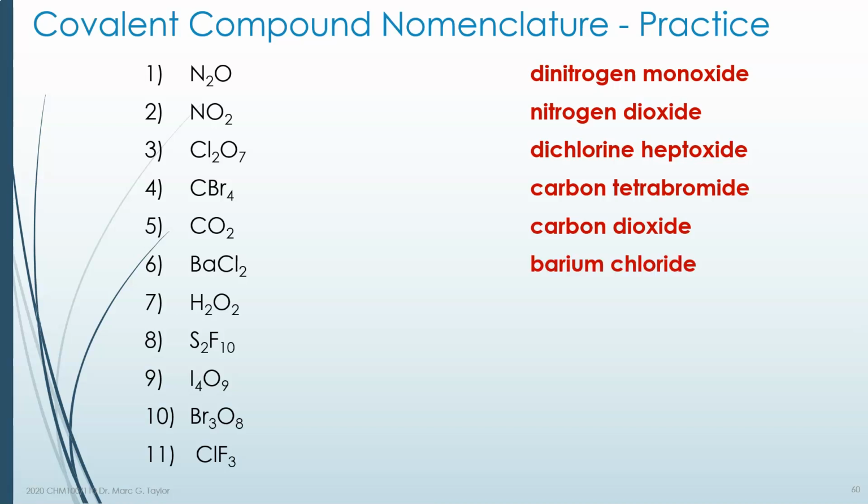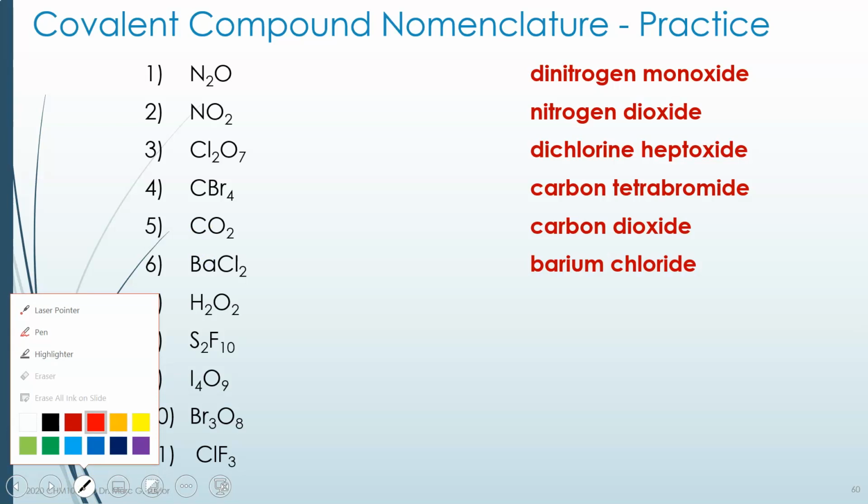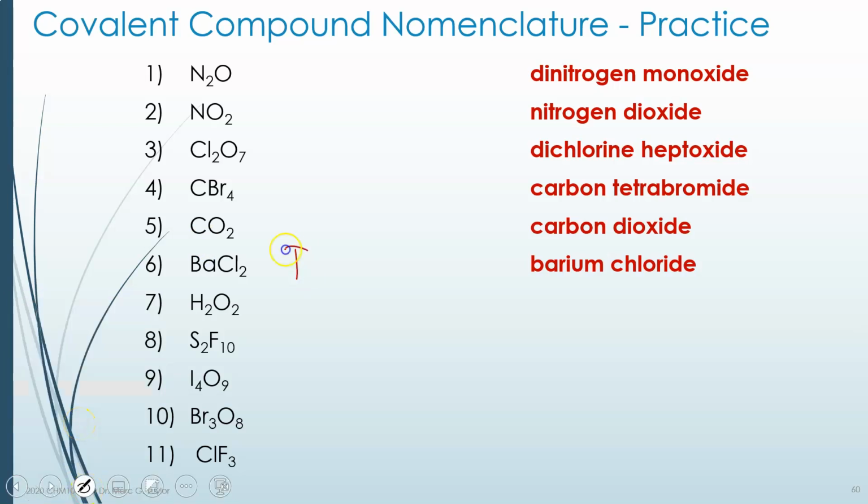The cation is barium plus 2. Let me write that in here. Barium plus 2. And our anion is a chloride. And therefore, that's a barium ion, and that's chloride ion. We don't have to say 2 because barium only has one choice when it's in a compound.